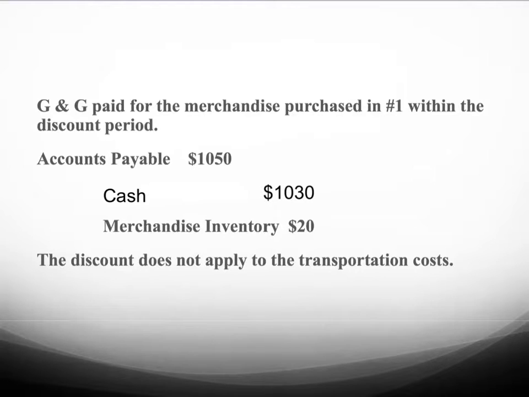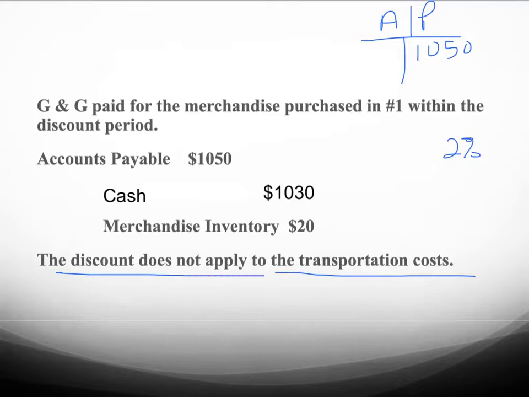G&G paid for the merchandise purchased in the first section within the discount period. As you recall, our accounts payable was for the full $1,000 of merchandise and the $50 of shipping. They're paying within the discount period, so they are entitled to a 2% discount. What are we going to put that discount on? Well, we're not putting the discount onto the transportation cost. The discount does not apply to the transportation cost.